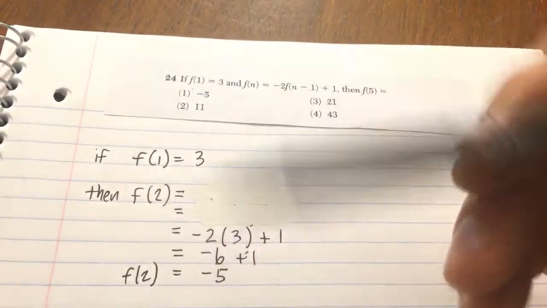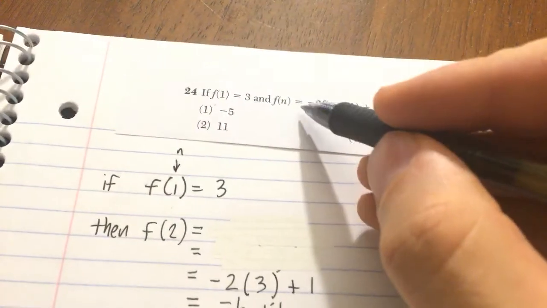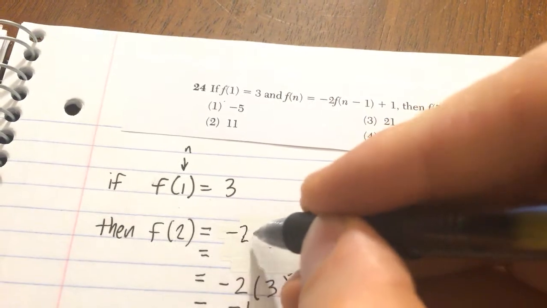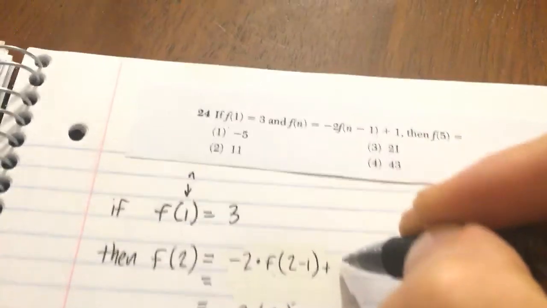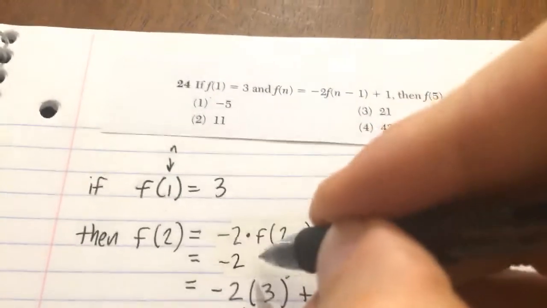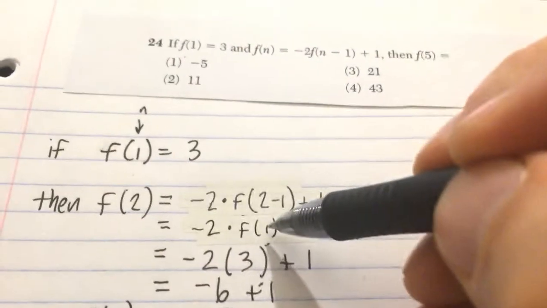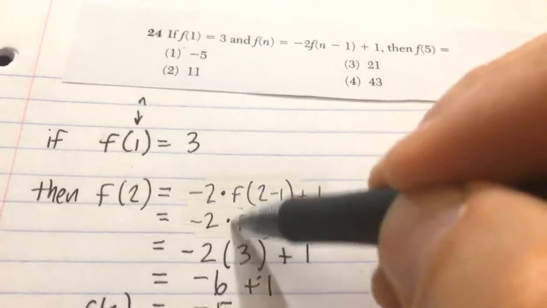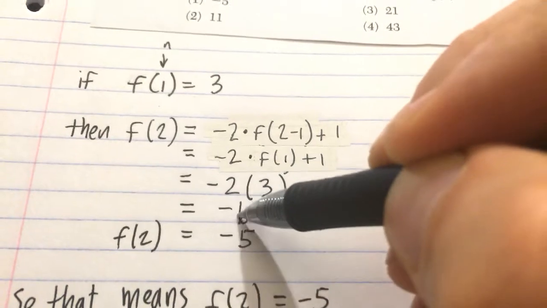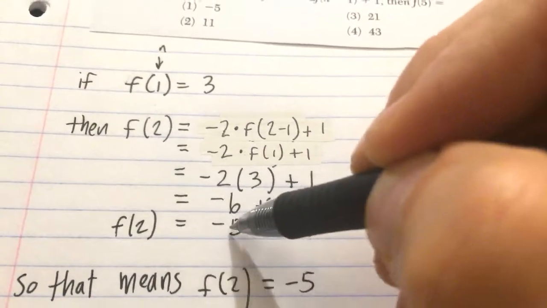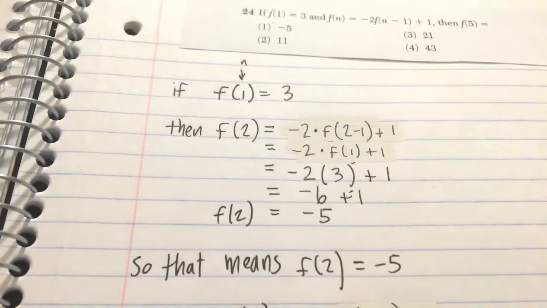If f of 1 equals 3, then f of 2, remember this is going to be your n value, so what I'm going to do is just plug this in. So negative 2 times f of 2 minus 1, negative 2 times f of 1 plus 1. Now I know f of 1 is equal to 3, so I change f of 1 to 3. I get negative 2 times 3 plus 1. Negative 2 times 3 is negative 6 plus 1. Negative 6 plus 1 is negative 5. So that means f of 2 is negative 5.